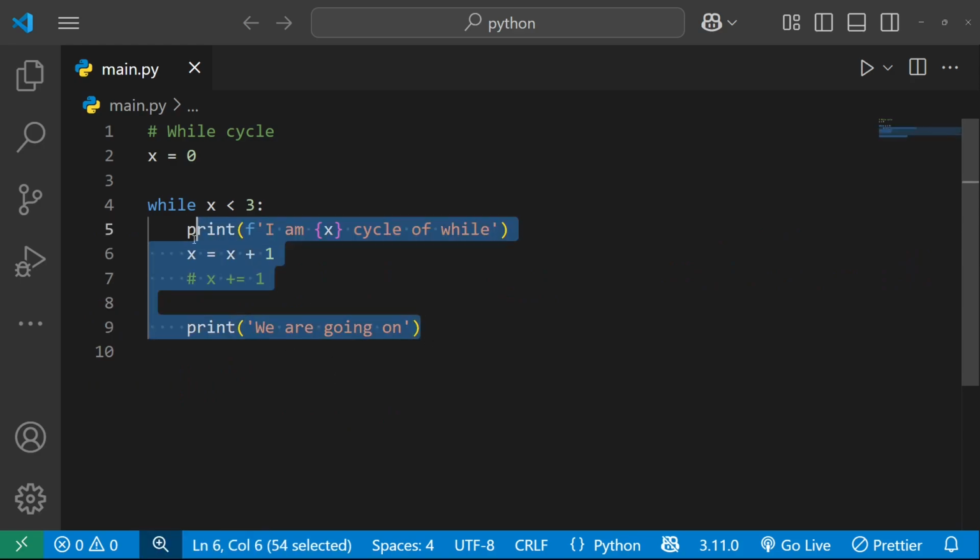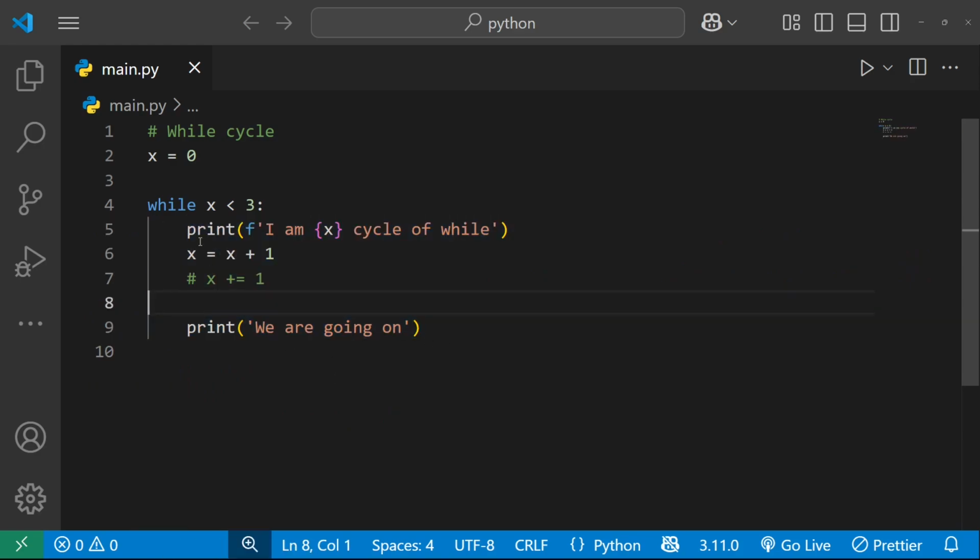So now if I indent it, it means it's a part of the while cycle. So it means it will print this, X plus 1 and store in X, and print we are going on, and so on. Again, print this, and run this. So I will run it.